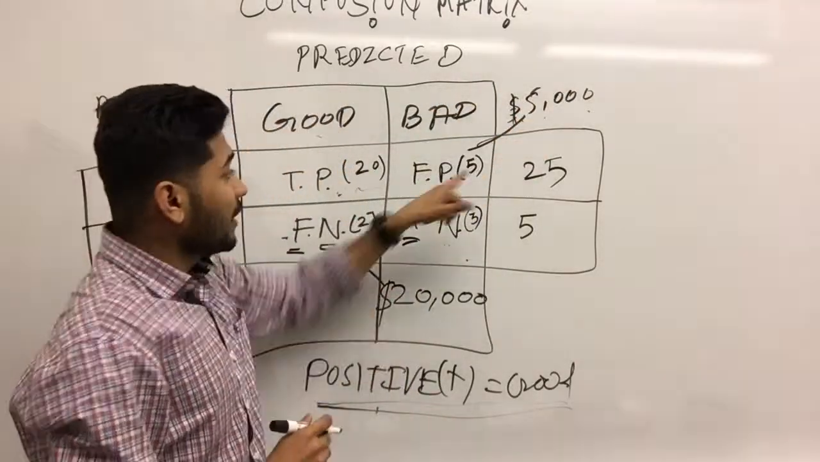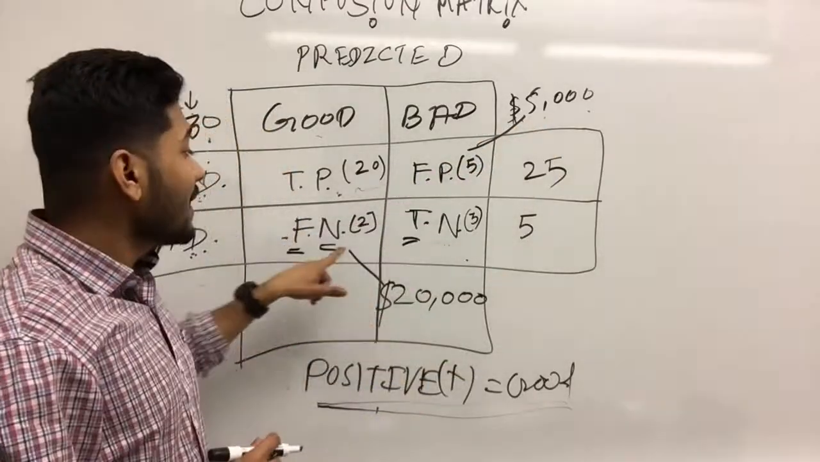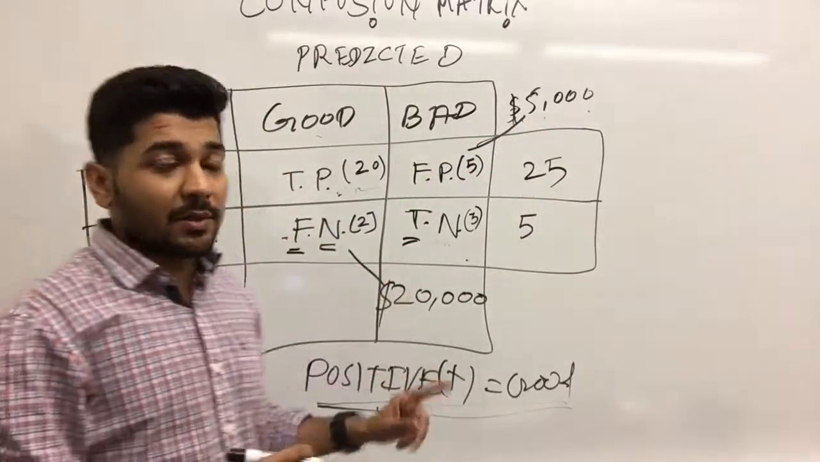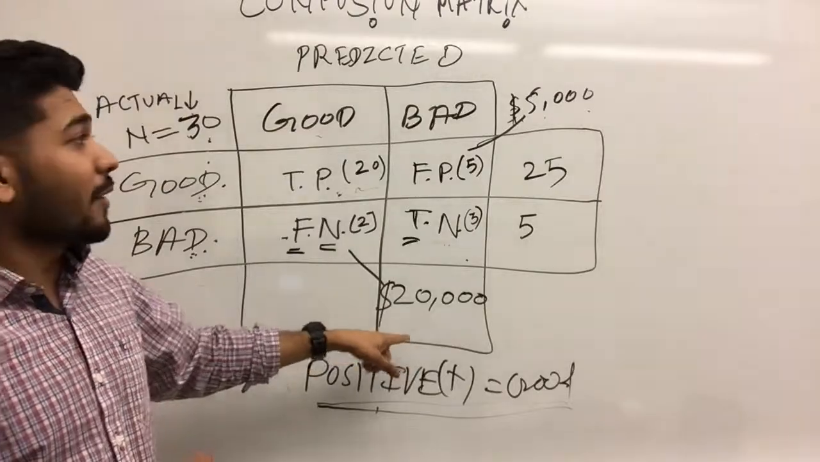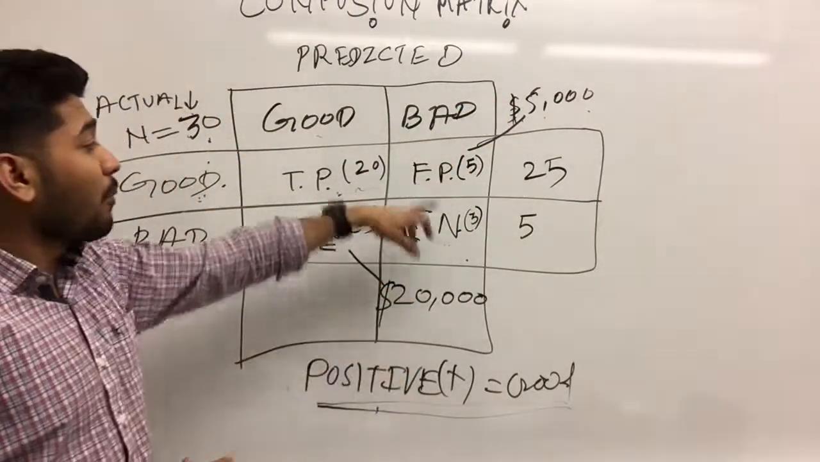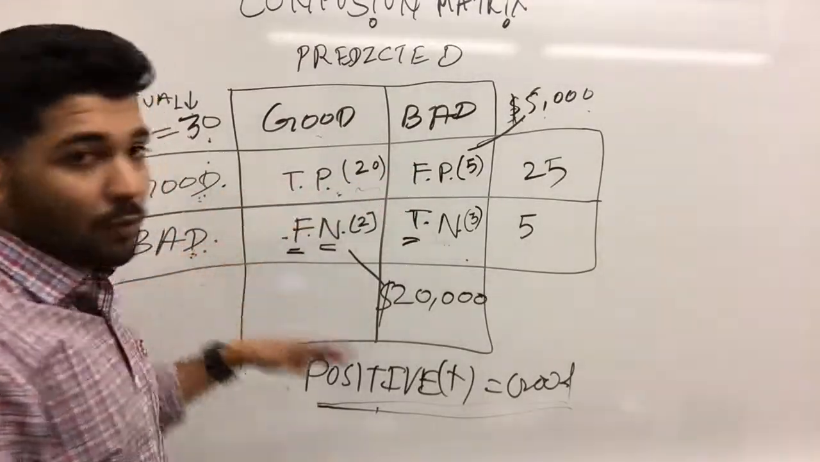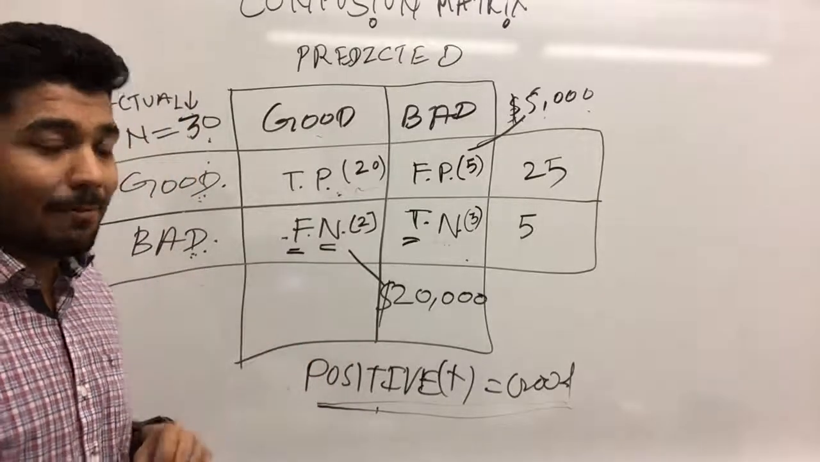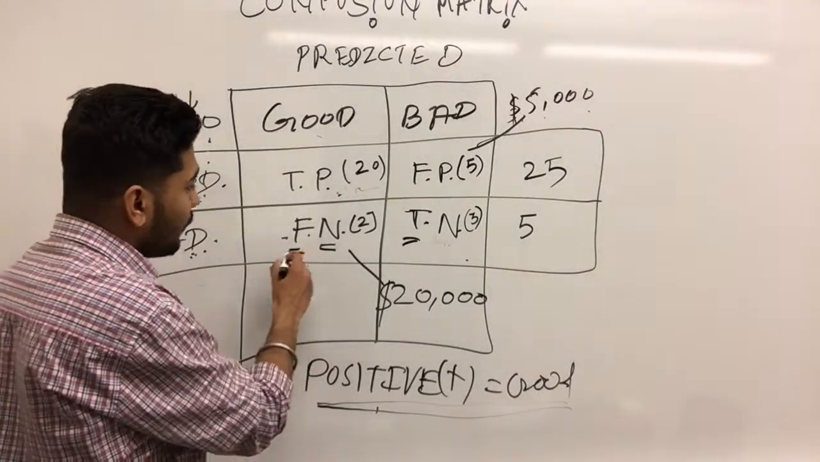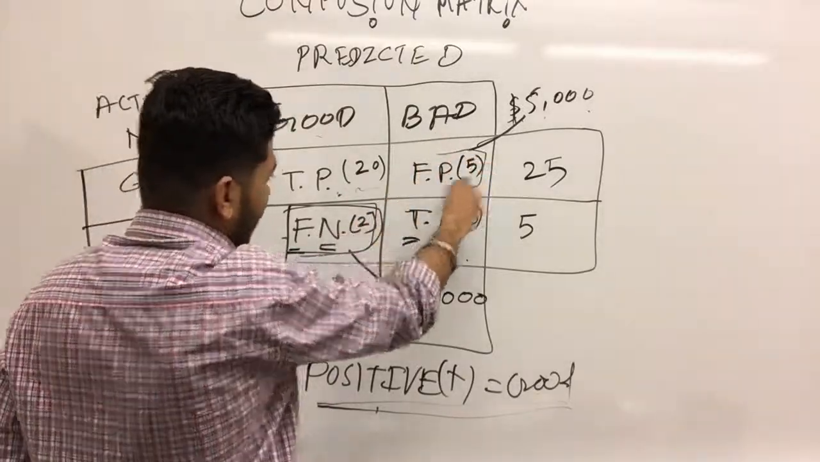In this case, there were 5 customers, and on 5 customers you are losing $5,000. But in this case, just on 2 customers you are losing $20,000, which is 4 times more than this amount. So see, now both of these are wrong classifications. Good as bad and bad as good, both are wrong, but the business impact or the loss impact of this class is much higher. It's 4 times higher than this wrong classification.